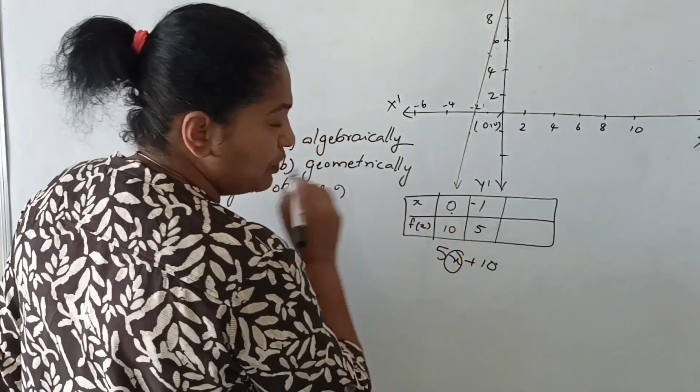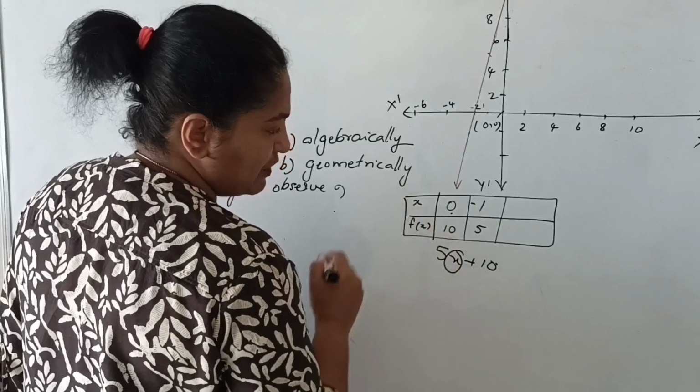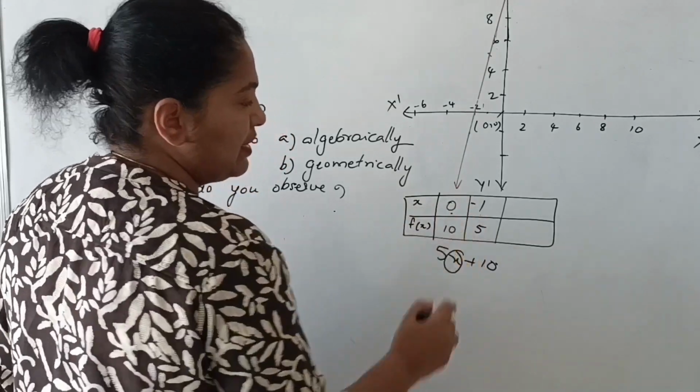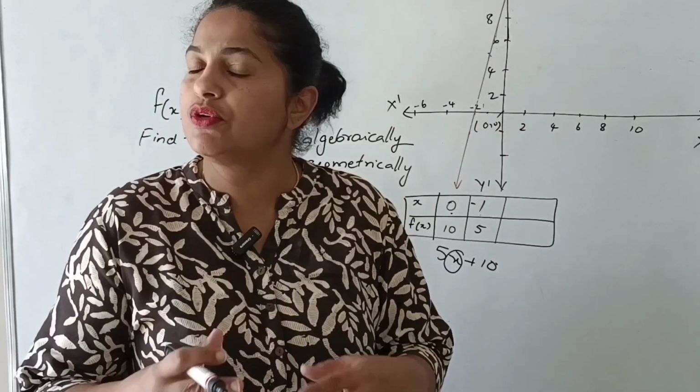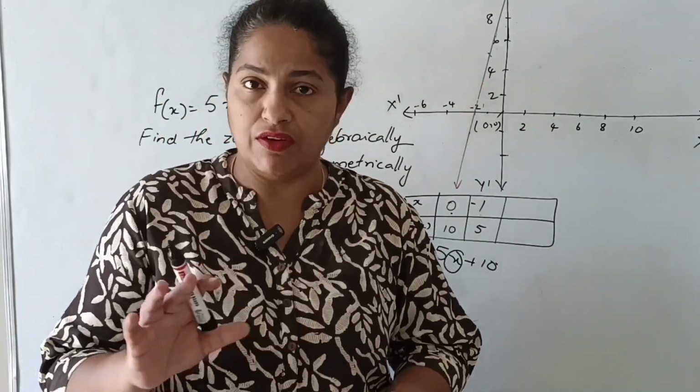First I have put x is equal to 0. So, you will get f of x is equal to 10. Then x is equal to minus 1, f of x is equal to 5. So, it's a rough graph. You can properly plot it in the graph sheet and you can verify.